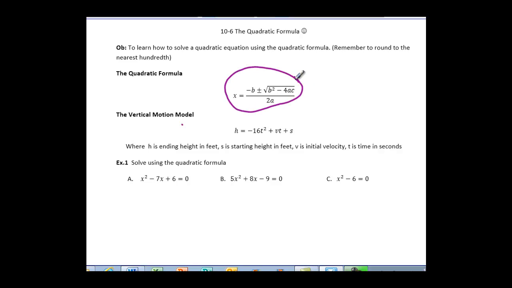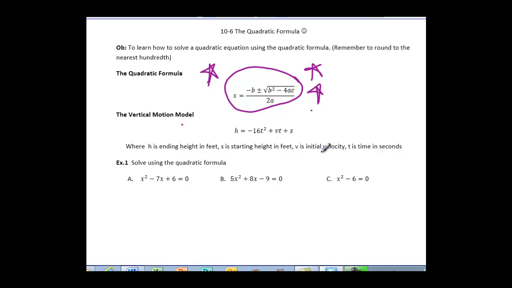x equals opposite of b plus or minus square root of b squared minus 4ac all over 2a. Please highlight this, memorize this. Okay, it is very important. You will need to know this.